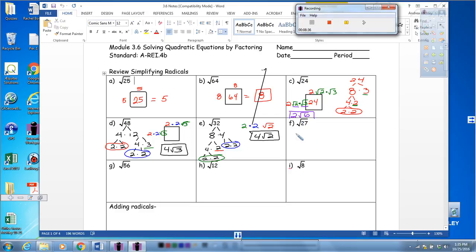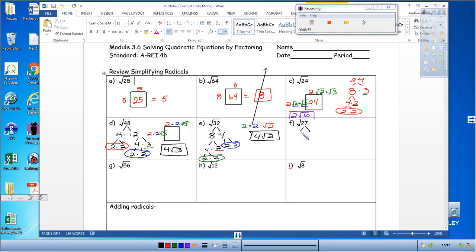Okay, Yasmin, what'd you get for F? Well, I wouldn't know, because 27 is not a prime number. So what multiplies to 27? 9 and 3. Then what? 3 radical 3. Perfect.